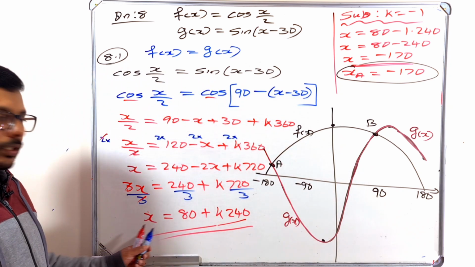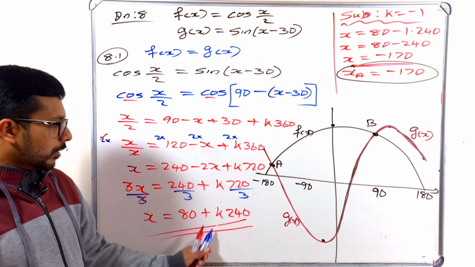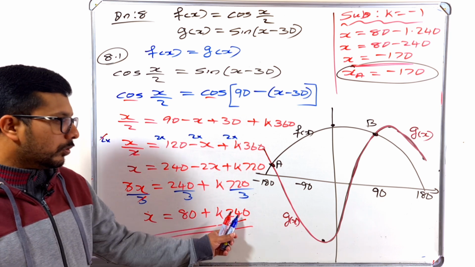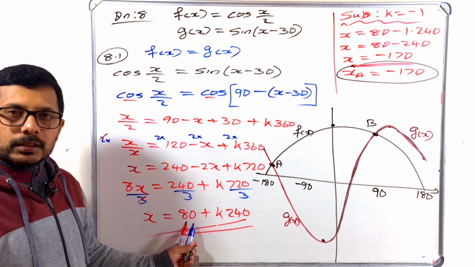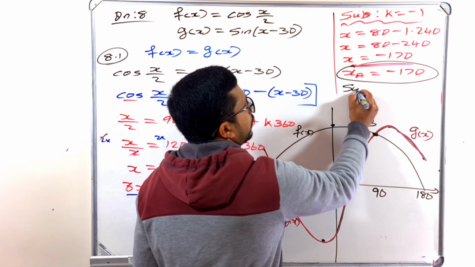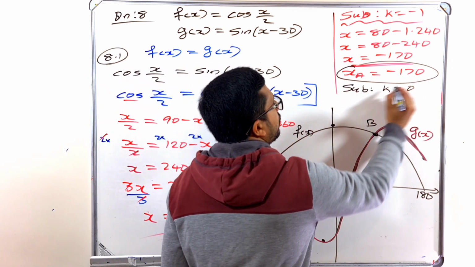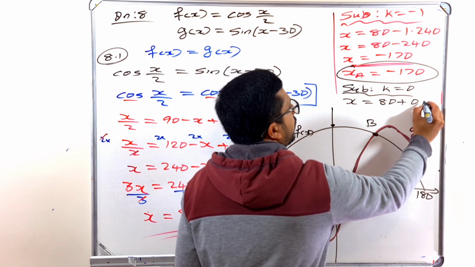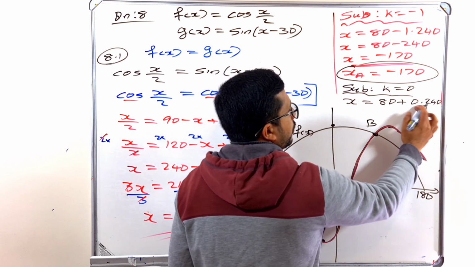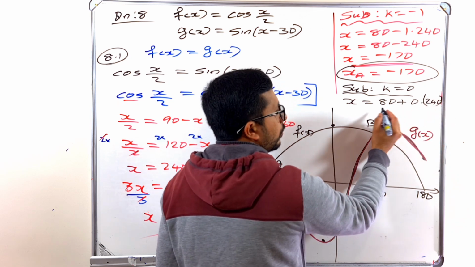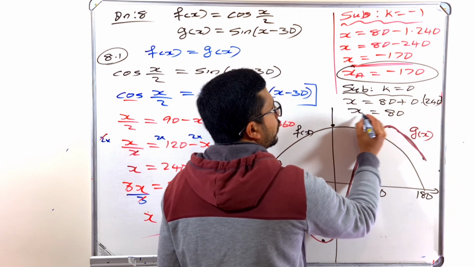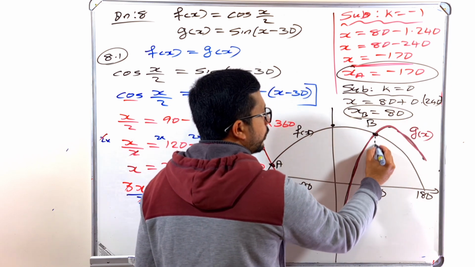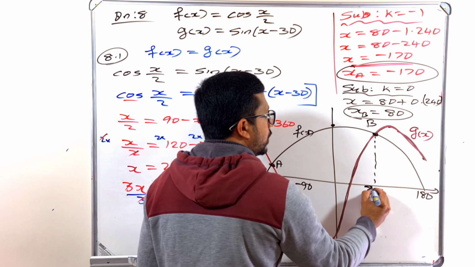Look at our equation, x is equal to 80 plus k times 240. If I substitute the value of k as 0, what is that one? 80 plus 0 times 240, that's 0, that means 80. So substitute k is equal to 0. So x is equal to 80 plus 0 times 240. 0 times 240 is 0. So x is equal to 80. So it means that the x value of the point B is positive 80.